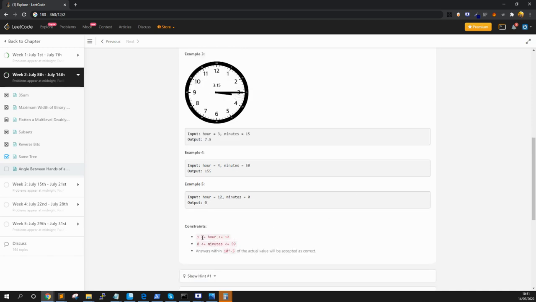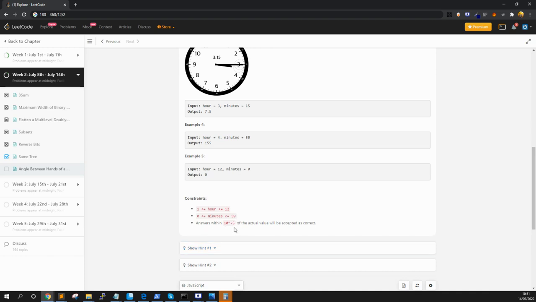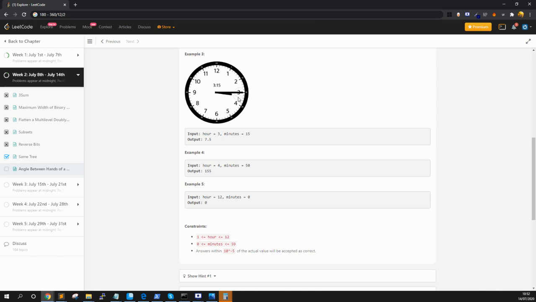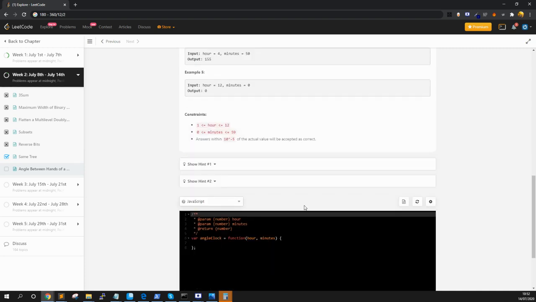The constraints: those are regular hours, so a 12-hour clock, and 60 minutes in an hour, and an answer within 10 to the power of minus 5 of the actual value will be accepted as correct. I'm not sure what this means, but what I'm assuming is that whether you do angle of the hour minus angle of the minutes, or vice versa, the result will be different, but it will still be accepted. So let's attempt this.